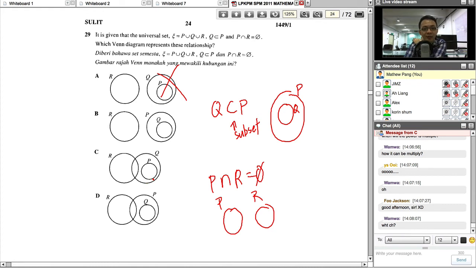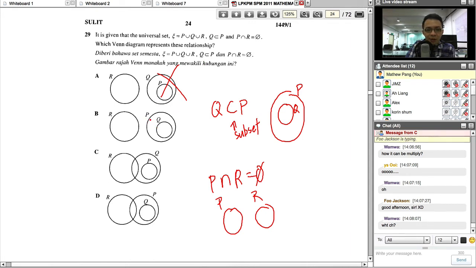Venn diagram. Which Venn diagram represents this relation? Any information I missed out over here? Which of the Venn diagrams represents this intersect?